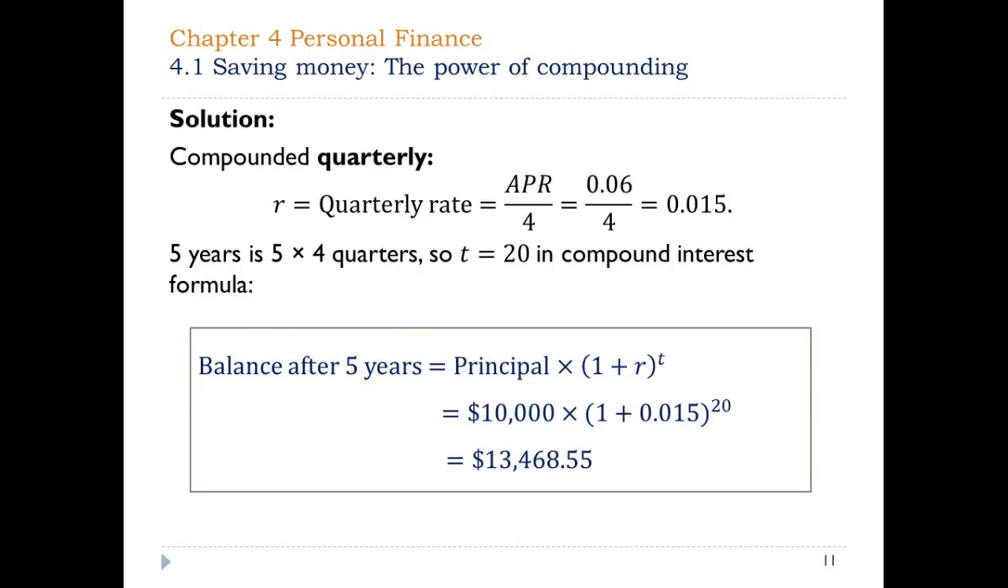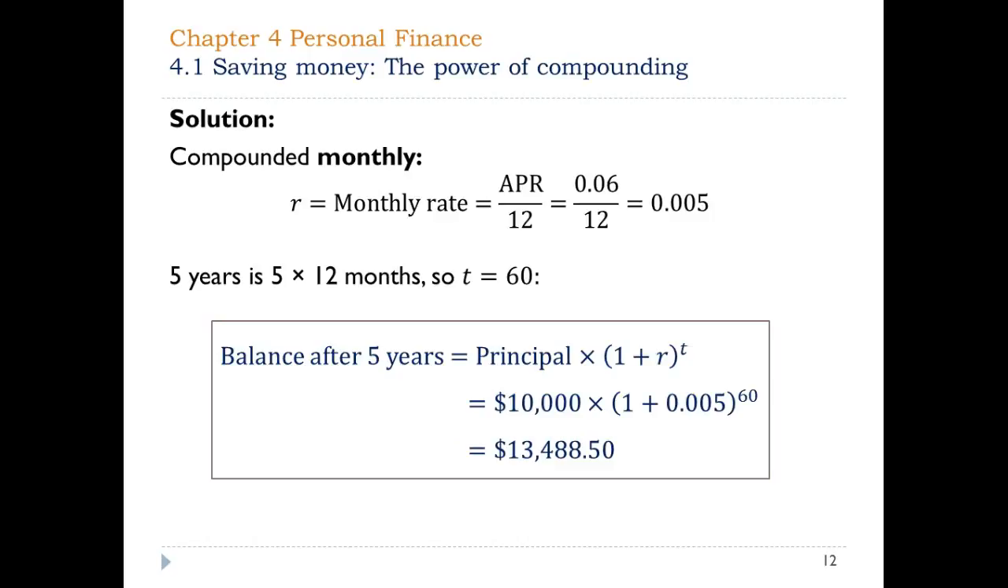Quarterly. R is a quarterly rate, APR divided by 4. 6/100 divided by 4, or 15 thousandths. 5 years is 5 times 4 quarters. So t is 20 in the compound interest formula. Balance after 5 years is principal times 1 plus r to the power of t, which is equal to 10,000 times 1 plus 15 thousandths to the power of 20, which is equal to $13,468.55.